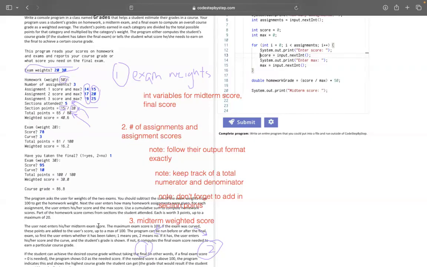So if they have taken their final, then you do the exact same thing you did with the midterm, where you print out what the exam weight is, you ask them for their score, you ask them for the curve, and then you print out the total points they got on the test, and then you print out their overall course grade. So they've taken the final, they're done with the course, right? On the other hand, what they don't show you in this output is what happens if the user prints out two for no, I have not taken my final.